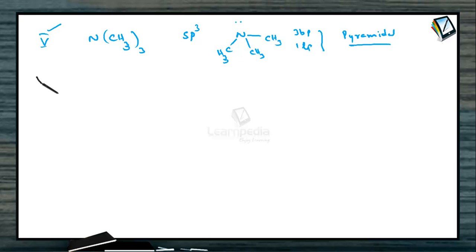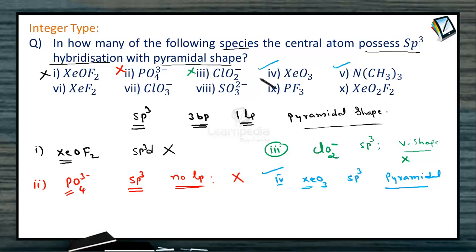And the sixth one is xenon difluoride, XeF2. Xenon is an 8th group element, 2 monovalent atoms, 8 plus 2, 10, 10 by 2, 5, sp3d hybridization. And this xenon difluoride with 2 bond pairs and 3 lone pairs is linear in structure. So therefore it is not the correct option. The sixth one is wrong. And then chlorate, ClO3 minus.